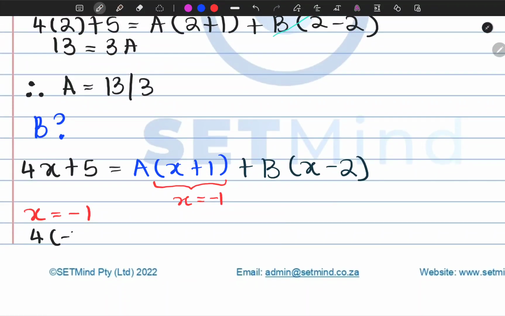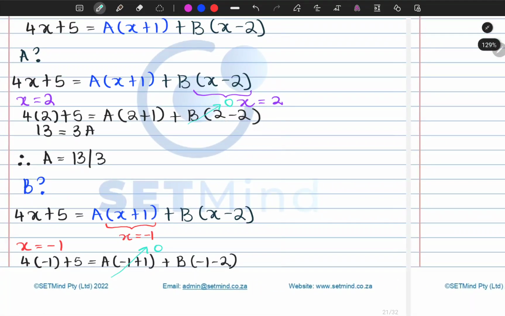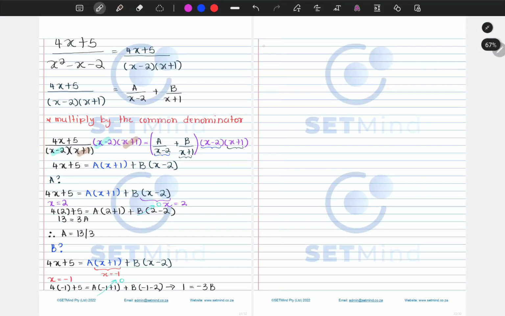So this will be 4 into minus 1 plus 5 equals a into negative 1 plus 1, and then plus b into negative 1 minus 2. If you look carefully, this term here will end up amounting to 0. And what you should be able to see is that you will have 1 equals minus 3b. When you go to the next page, you should be able to easily determine b. So our b will simply be negative 1 divided by 3. That is what b is. So we now have a and b.